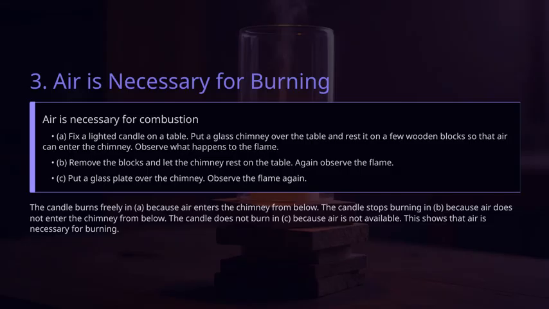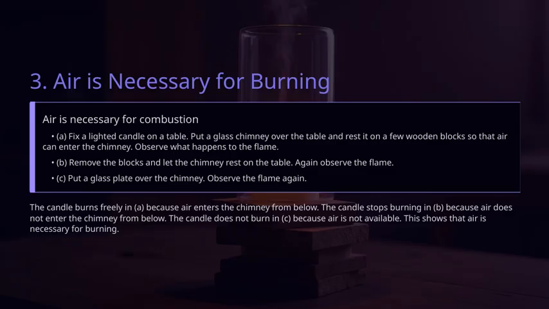Now let's look at why air is necessary for burning. First, I will fix a lighted candle on the table and place a glass chimney over it, resting it on a few wooden blocks. This setup allows air to enter the chimney from below. When I observe the flame, you'll notice it burns steadily and brightly. Next, I remove the blocks so that the chimney sits directly on the table.